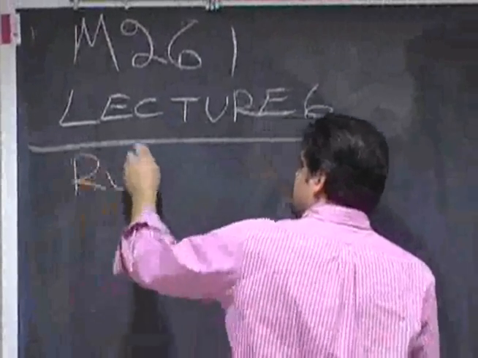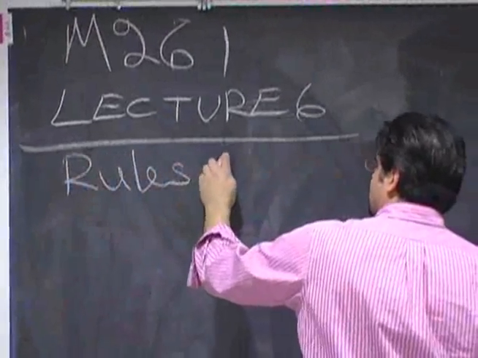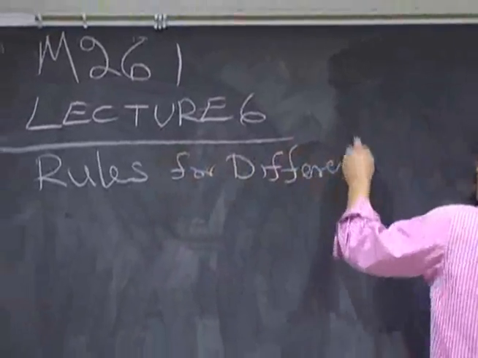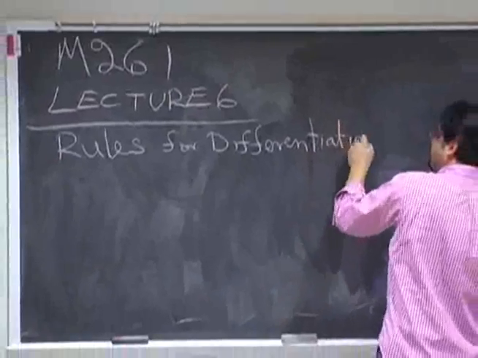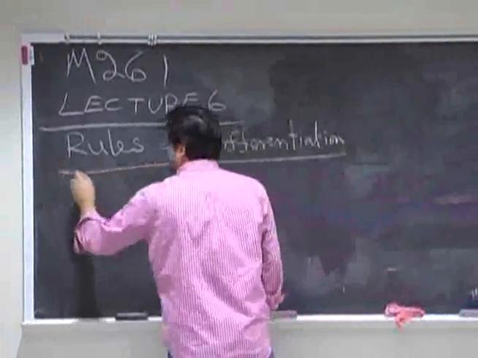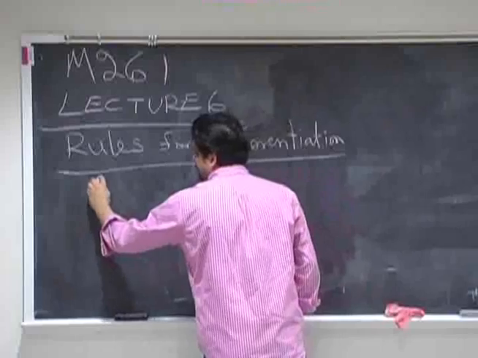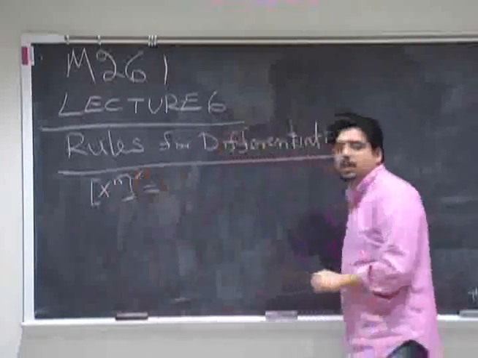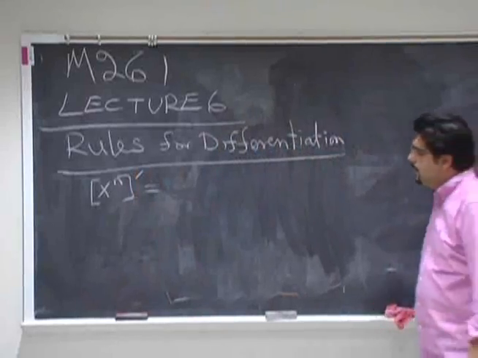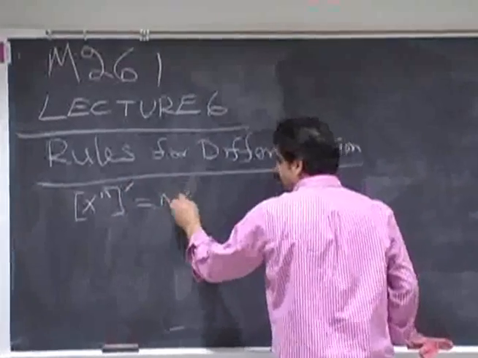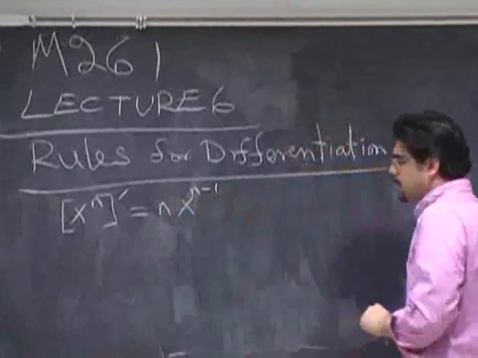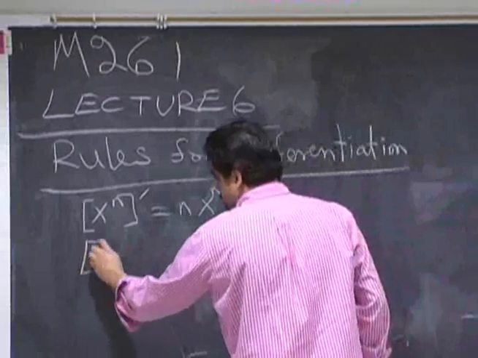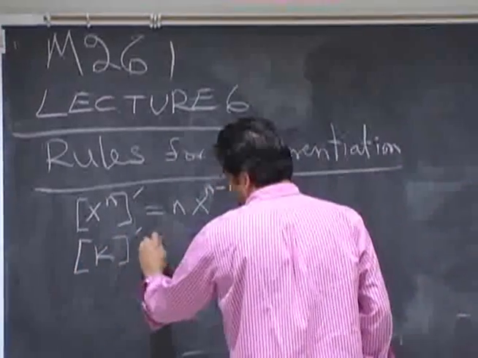We talked about some rules for differentiation. This is what we did last time. And we talked about the derivative of a power. I'm going to use the prime notation now. Derivative of x to the n is n x to the n minus 1. And that was kind of the fundamental starting point. We also said that the derivative of a constant is 0.